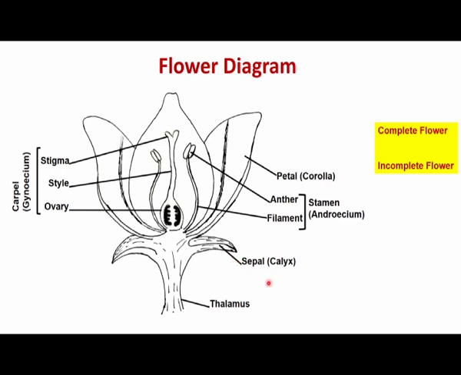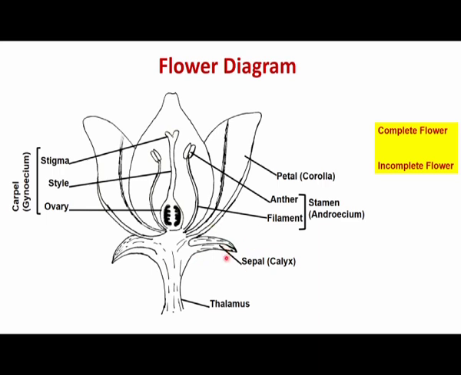The calyx is mostly green in color, and its main job is to protect the flower from dehydration. But in some cases these sepals can also be present in a different color, and in those cases the calyx is called petaloid. So, when the calyx is green in color, it is called a sepal. When the calyx is any different color, it is called a petaloid.